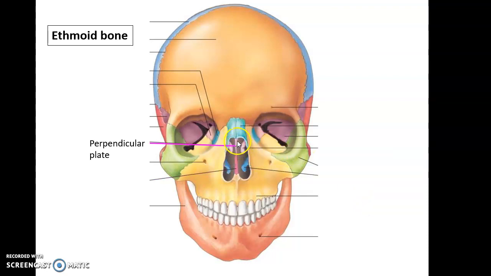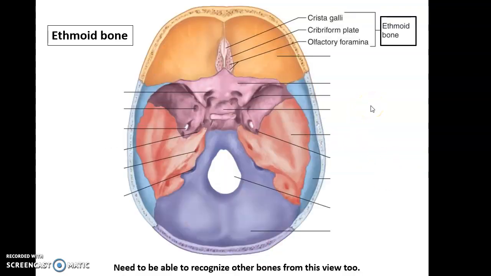The ethmoid bone has what's called the perpendicular plate. So this is the perpendicular plate. Here's the vomer. So the perpendicular plate of the ethmoid bone and the vomer form the bony portion of that nasal septum.